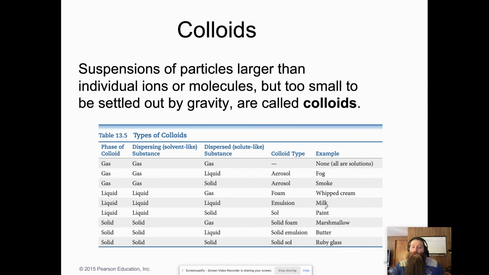Now, we've talked about colloidal properties. That's not something you want to confuse with the word colloid, but we do need to talk about colloids to wrap up our discussion of solutions. So solutions are these homogeneous mixtures.